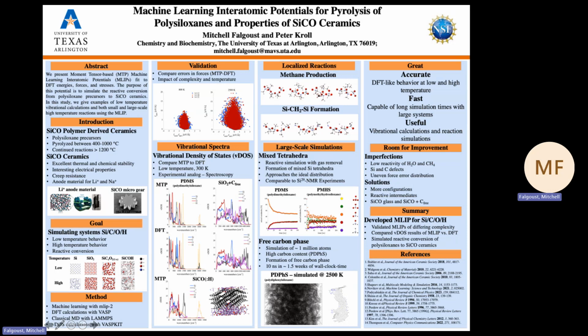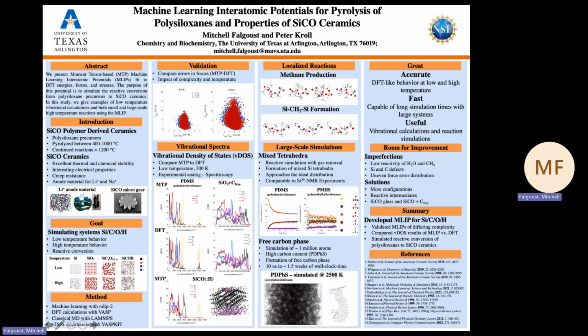Going into large-scale simulations, we're able to simulate 1 million atom systems for up to 10 nanoseconds in less than 2 weeks, which is very fast. So in all, we have an accurate DFT-like potential. It's capable of long-term simulations of large systems, and it's useful in the calculations of vibrational spectra as well as reaction simulations. There's some room for improvement, such as lower activity of water and methane and SiCO coordination defects, but we have a solution. We can improve or get rid of these imperfections with more configurations, including reactive intermediates in the training set and other structures.